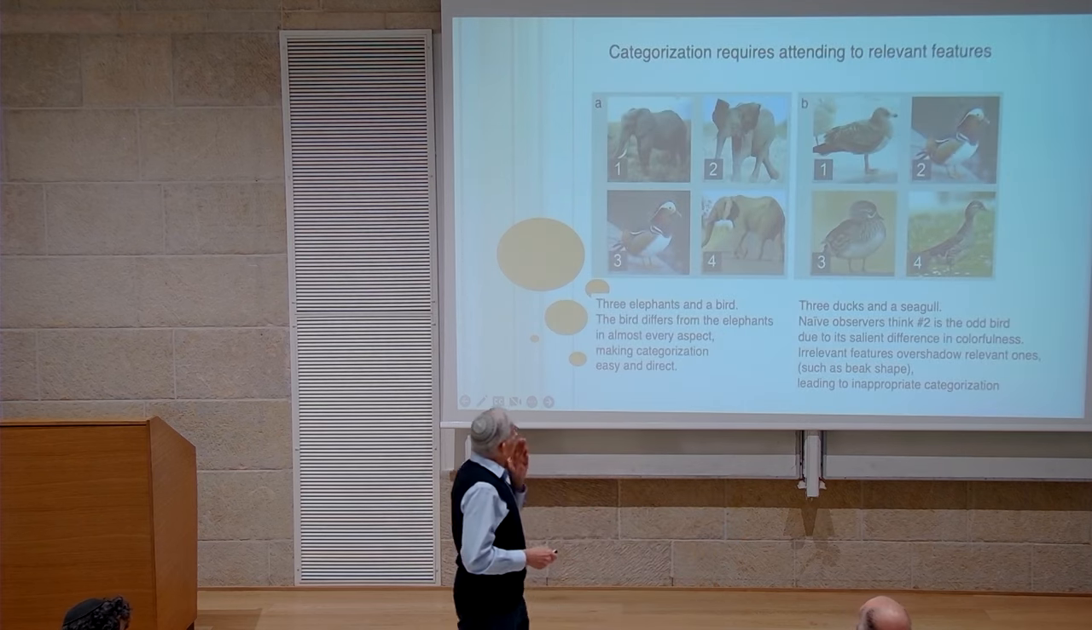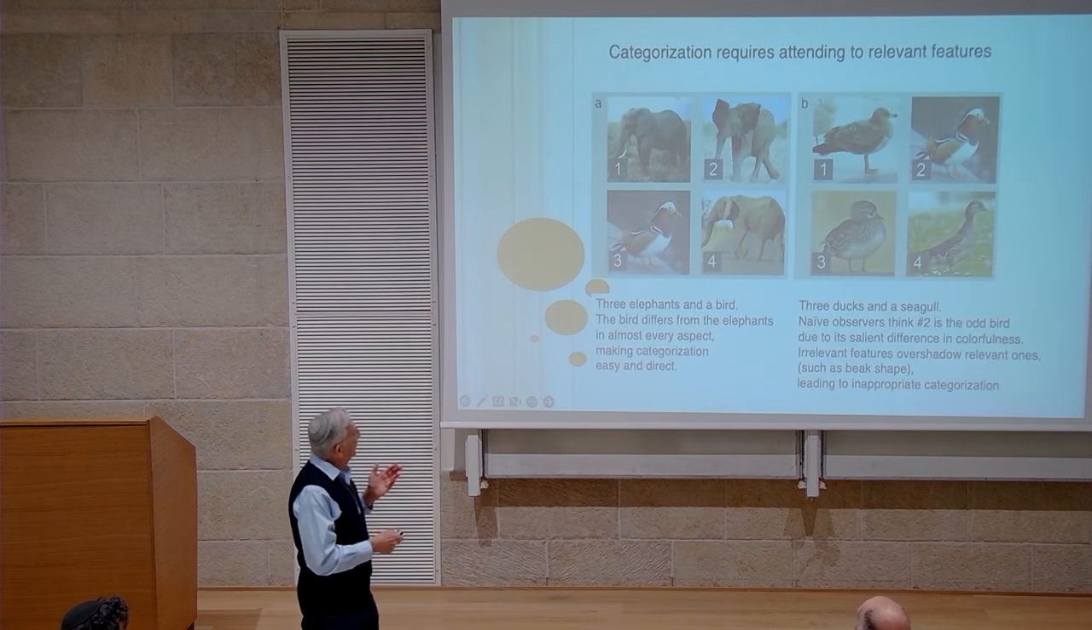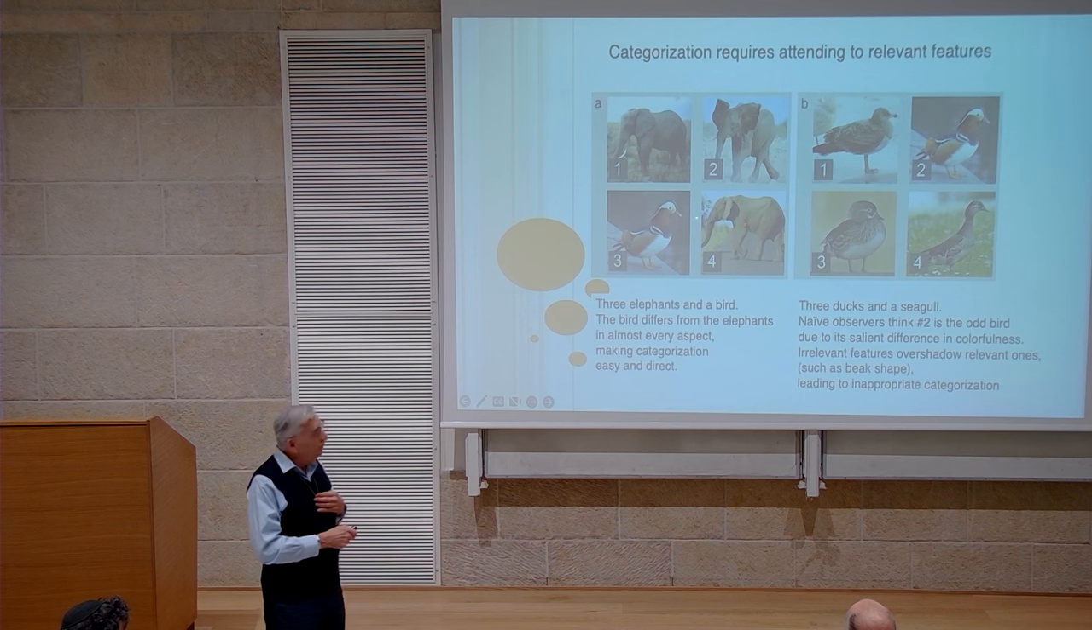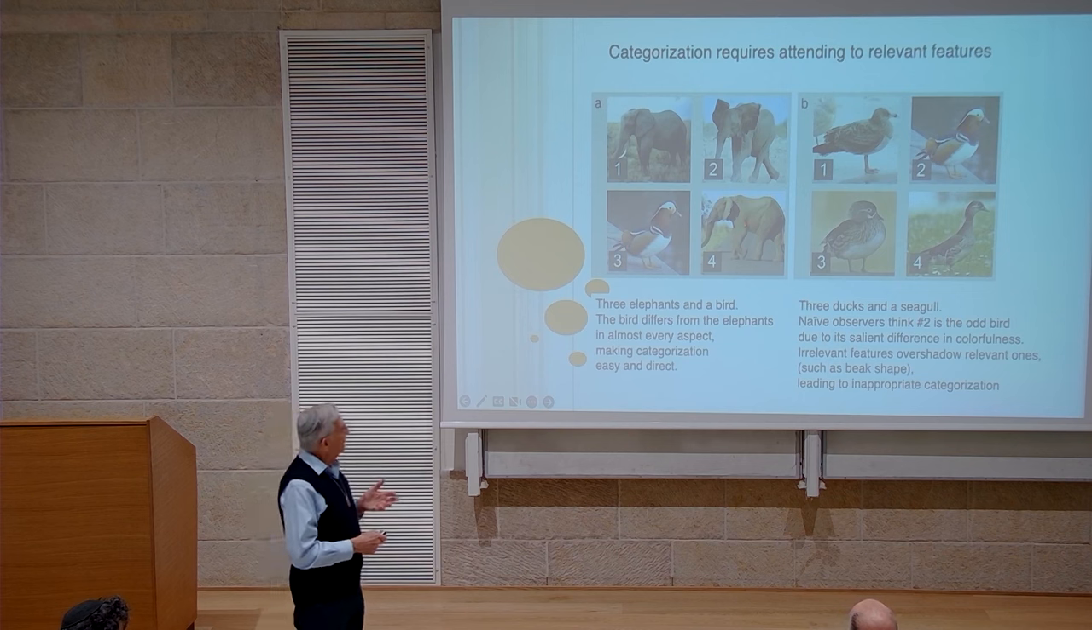Okay? So, for example, here you see there are four objects, and obviously you know that these three belong to the same category, and this one to a different category because, well, all kinds of things.